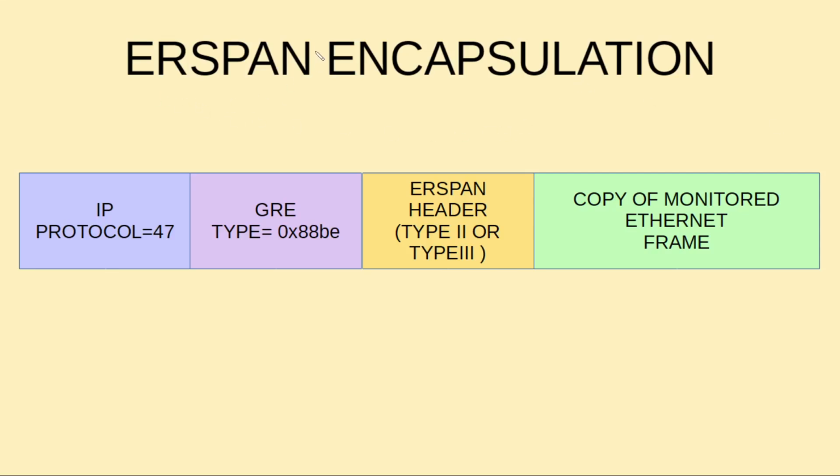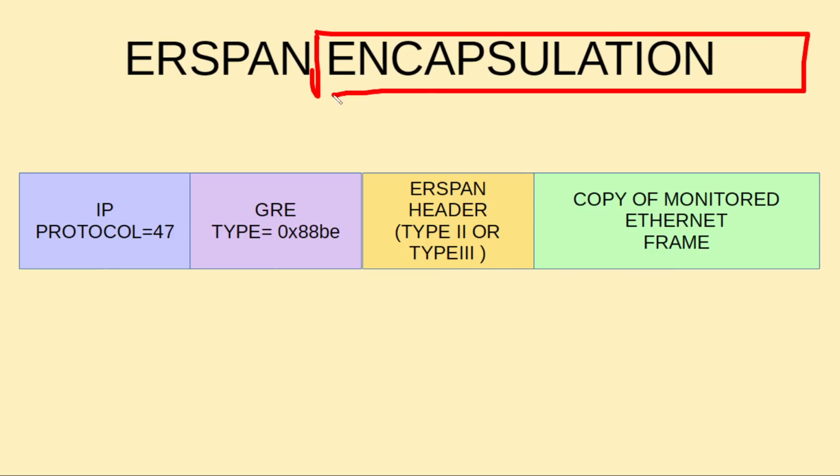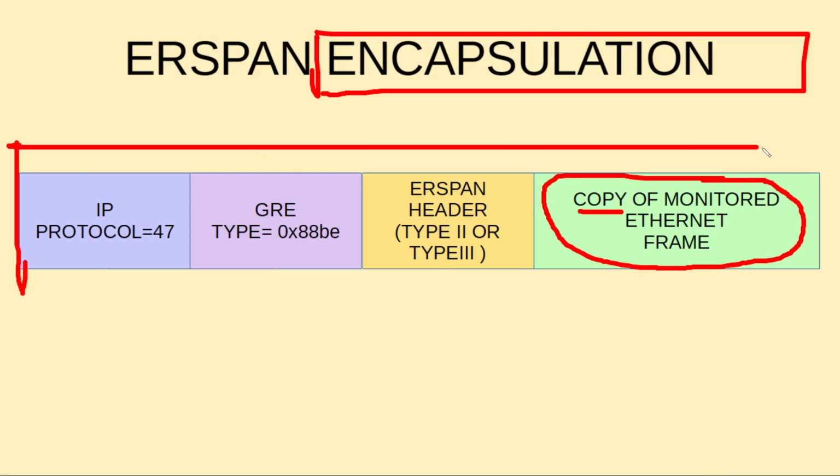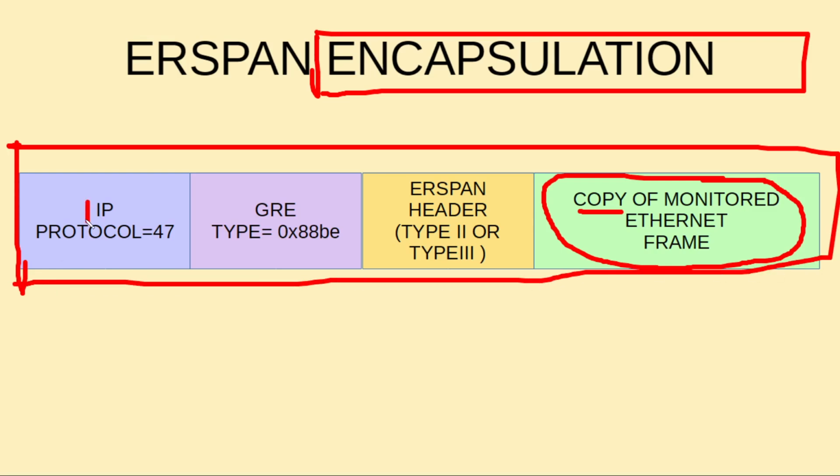Now, in order to work, ERSPAN needs to perform encapsulation. Remember that we are going to do a copy of every single monitored Ethernet frame. So we are going to take these copies of these Ethernet frames and we are going to encapsulate them. We are going to add an IP header, a GRE header, and an ERSPAN header. Within the IP header, the protocol field will be set to 47 in order to indicate that a GRE header follows. Within the GRE header, the type field will be set to this number to indicate that an ERSPAN header follows. There are two types of ERSPAN headers, type 2 and type 3.